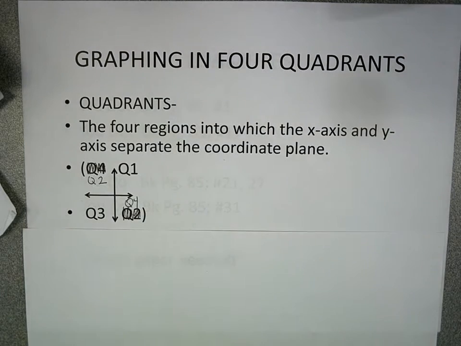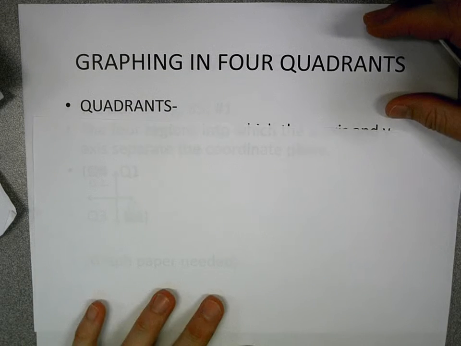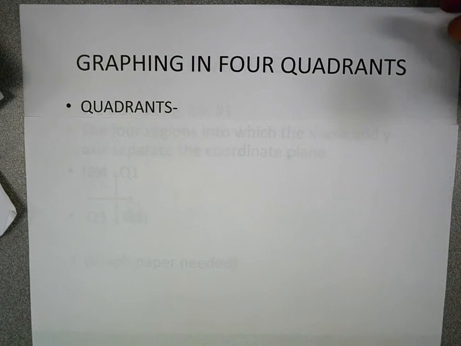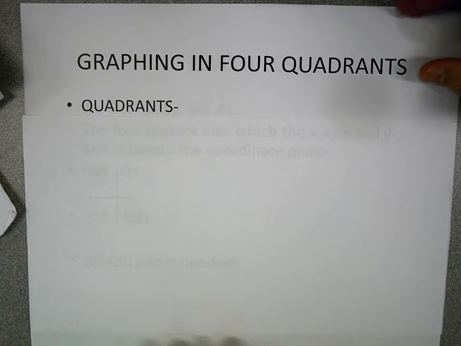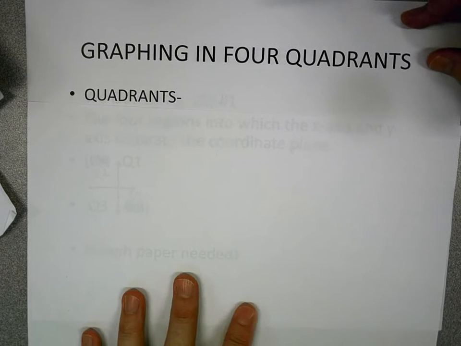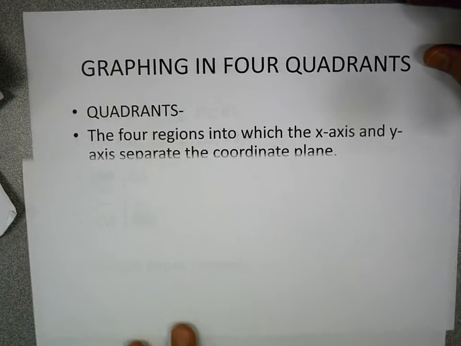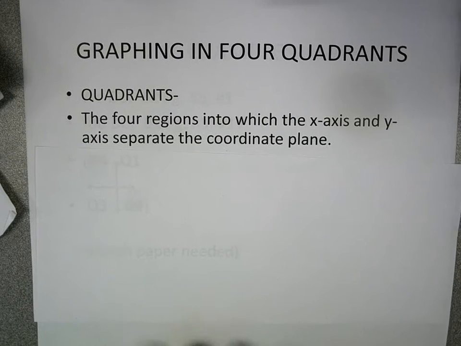Right, guys, today we're talking about graphing in 4 quadrants. I know that's a big surprise for you. Now that we're talking about integers, negative integers, that's where we're going to start graphing on the negative side of the number line. So, first word is quadrants, everyone. Quadrants. The 4 regions into which the x-axis and y-axis separate the coordinate plane.